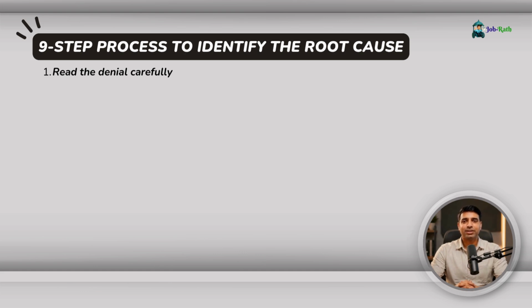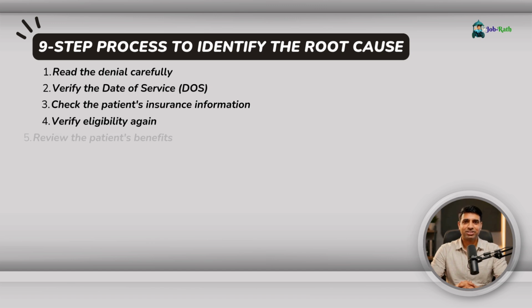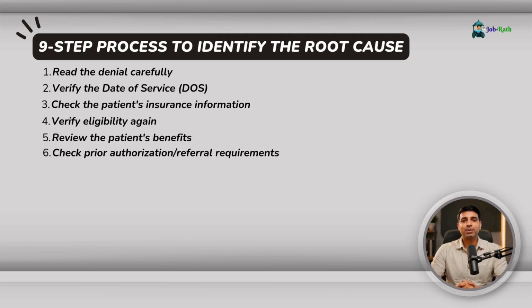Step 1. Read the denial carefully. Step 2. Verify the date of service. Step 3. Check the patient's insurance information. Step 4. Verify eligibility again. Step 5. Check the patient's benefits. Step 6. Check for prior authorization or referral requirements. Step 7. Verify timely filing limits. Step 8.